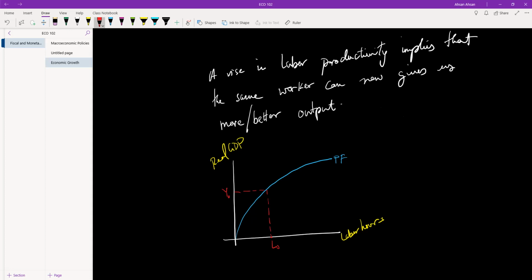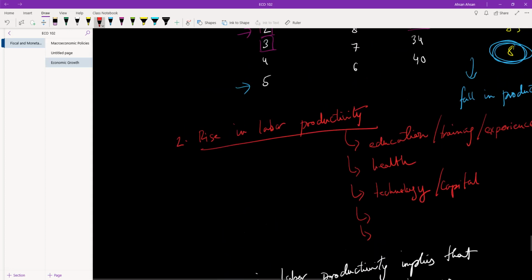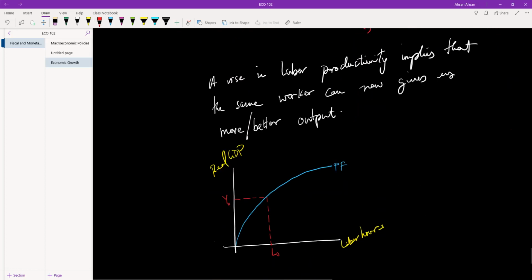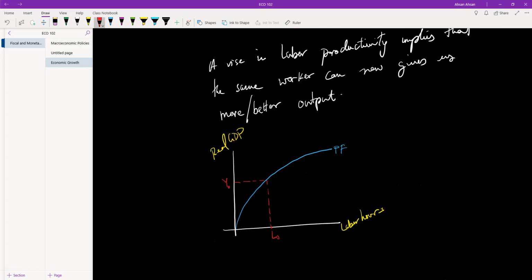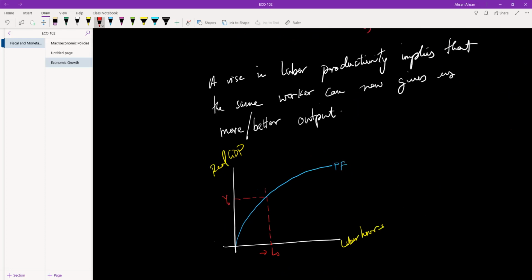But now, because of a rise in labor productivity, we've talked about some of the causes of labor productivity, we may continue to hire the same number of workers, but they are now going to give me more output. So this goes up to y1. So the same number of workers are giving me more output. So I'm going to draw the new production function like this. So what has happened is our production function has shifted up. This is an example of a rise in productivity.